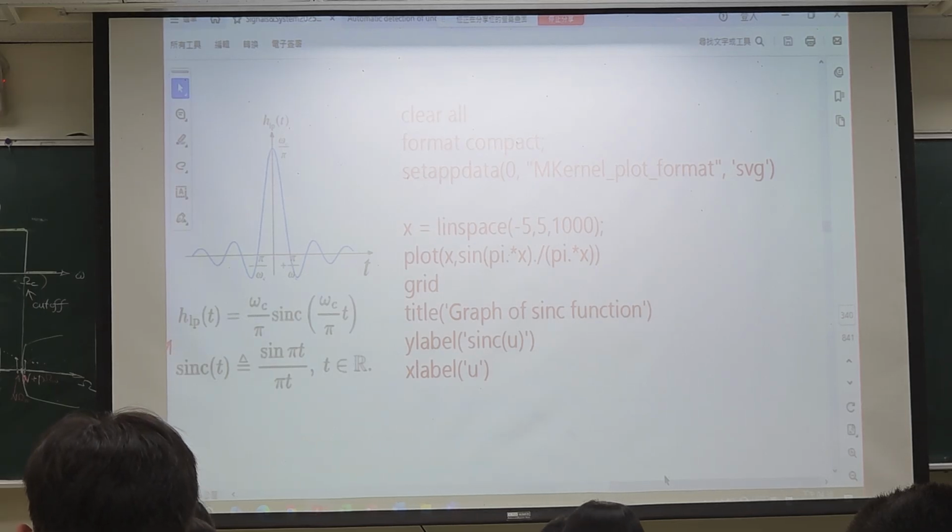It's a very small function. So I just want you to be familiar with the sinc function. Okay?